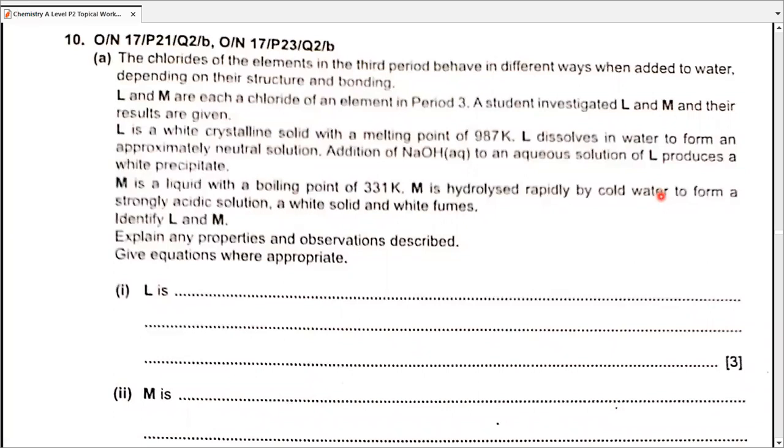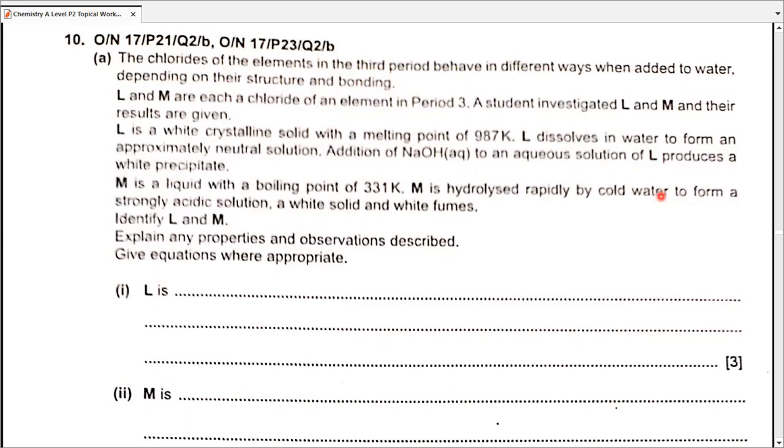I said I'll give the explanation and observations for M. Yeah, go ahead. So first of all, it's silicon chloride. It has a low melting point because it's a simple molecular structure. Silicon chloride upon addition of water forms SiO2, which is the white solid, and strong acidic solution is HCl, and the white fumes are due to HCl as well.